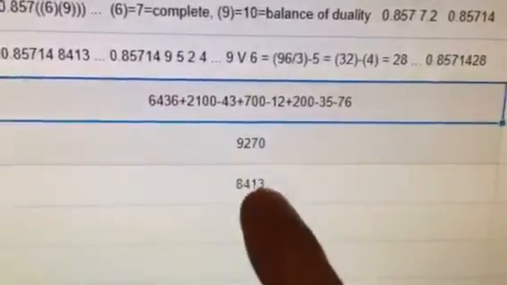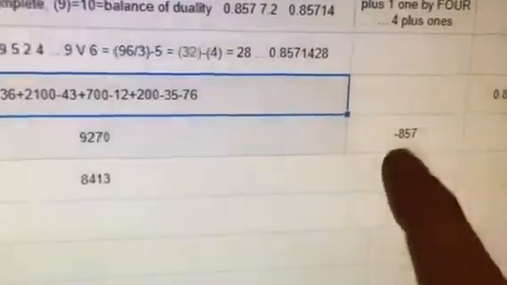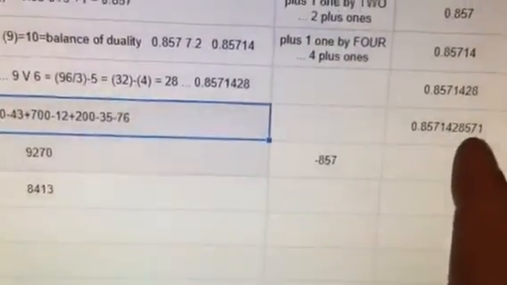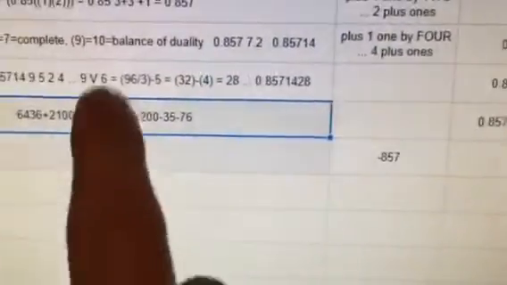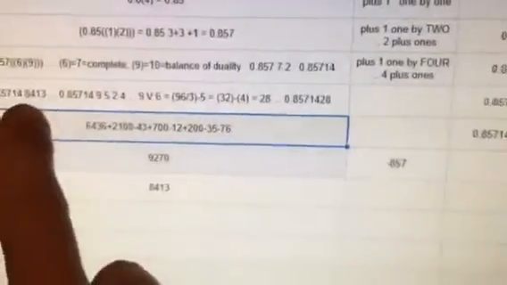So I subtracted this number from that number, and I got that. The 857 that repeats is what I got, the difference between these cells and this number from here. Okay? Now that's crazy.